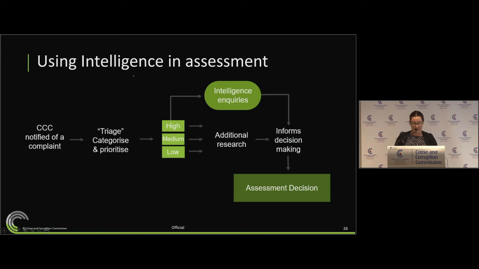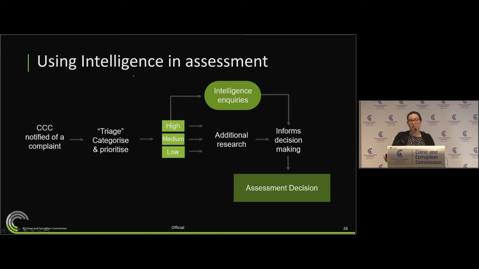Now, this is on the screen at the moment. There is a very basic flowchart that I've prepared for the purposes of today to illustrate how and where the intelligence capability plugs into the workflow process when assessing a complaint at the CCC. As you can see, the process is often kicked off with the CCC being notified of a complaint. That can come externally from a UPA or internally generated through our own activities.